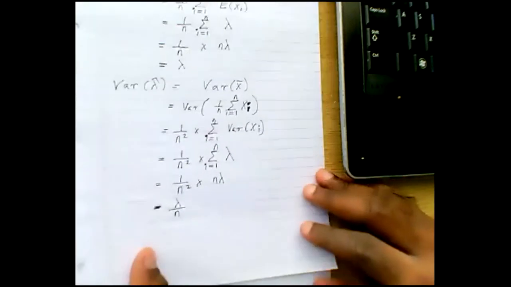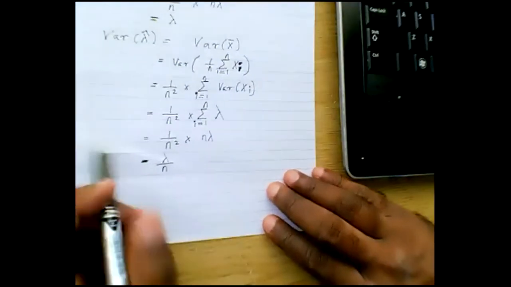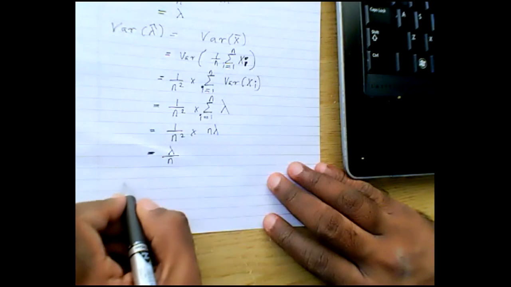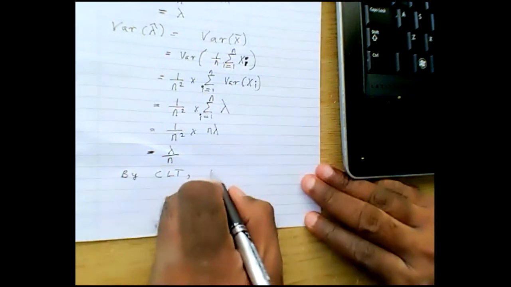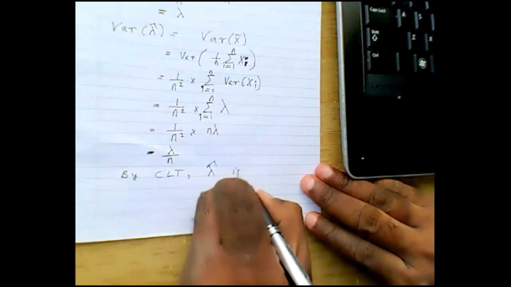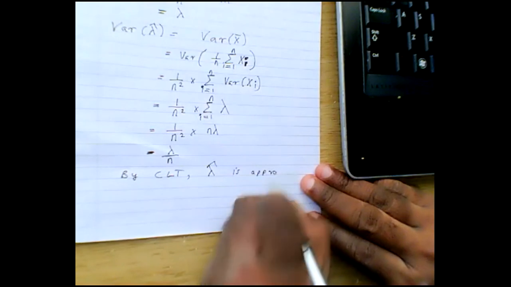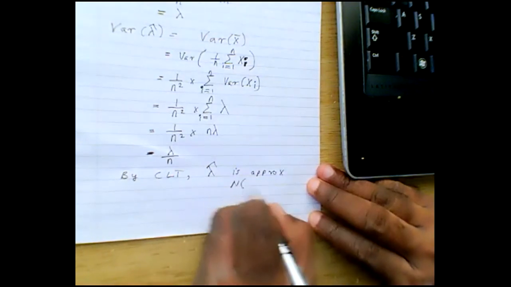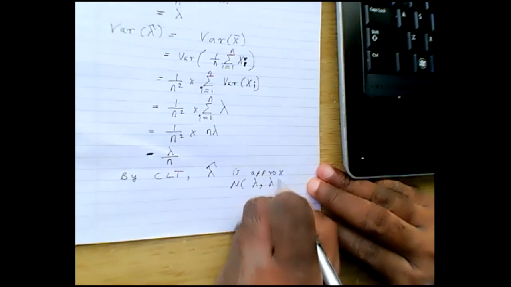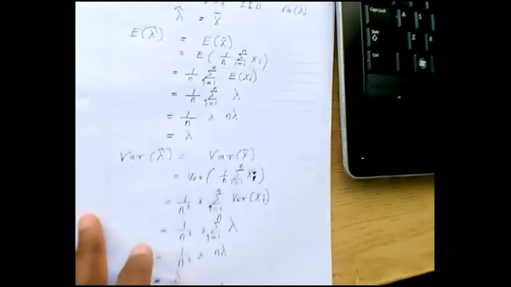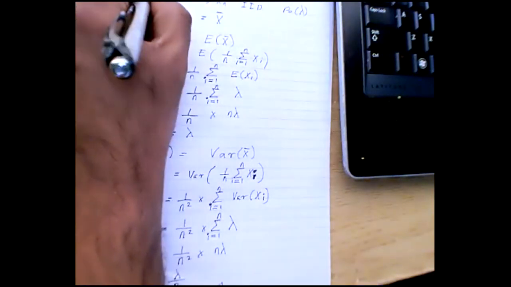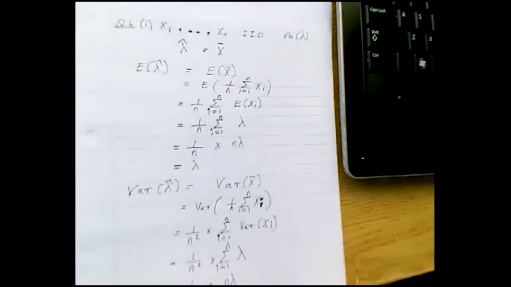And therefore, using the central limit theorem, you can say that lambda hat is approximately normal with the mean equal to lambda and the variance equal to lambda by n. All right, so this completes part one of question 6. Part 2 is easy. I'm sure you can do it by yourself.